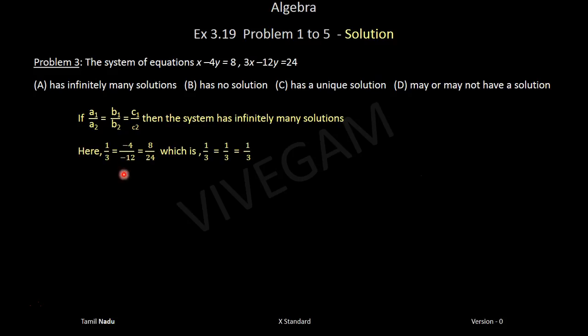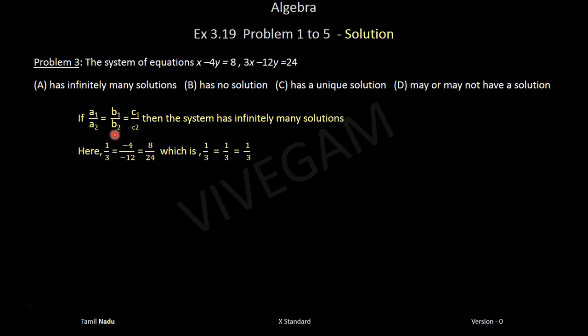So here a1 by a2, that is a1 is 1 and a2 is 3, so it's 1 by 3, equal to minus 4 by minus 12, that is b1 by b2. b1 is minus 4 and b2 is minus 12, so minus 4 by minus 12, that is basically 1 by 3. So 1 by 3 equal to 1 by 3. And c1 by c2 will become minus 8 divided by minus 24, and the minus and minus get cancelled, and 8 by 24 is also 1 by 3.